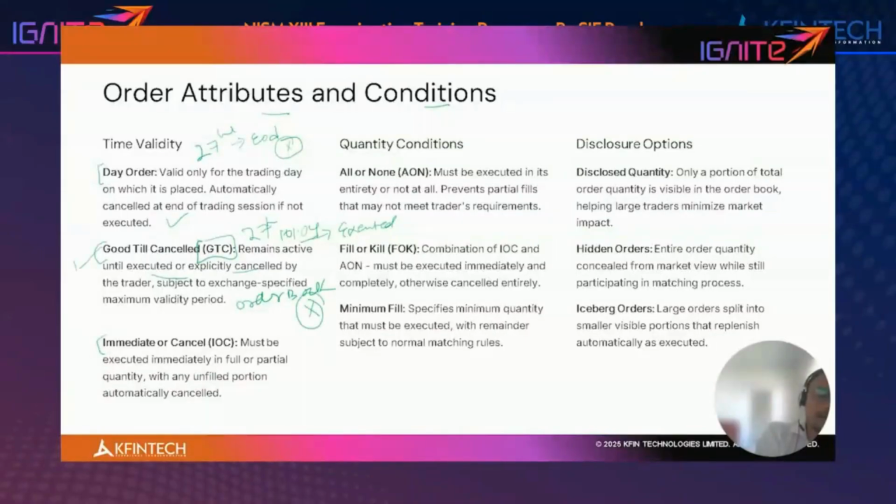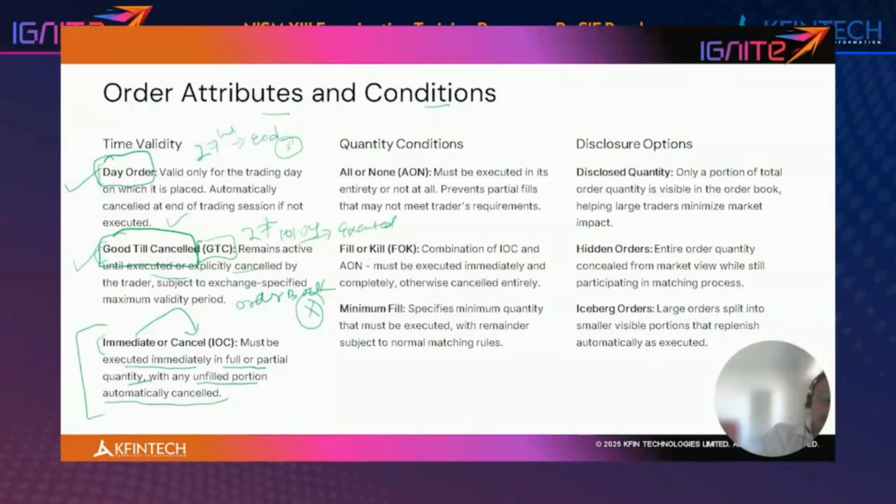So as the name suggests, this validity is day order. This will be valid until I actually cancel it. So that will be good till cancel. This is IOC, immediate or cancel. Must be executed immediately in full or partial quantity, with any unfilled portion automatically cancelled.